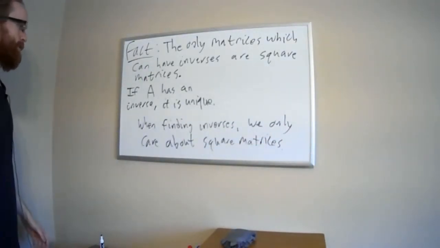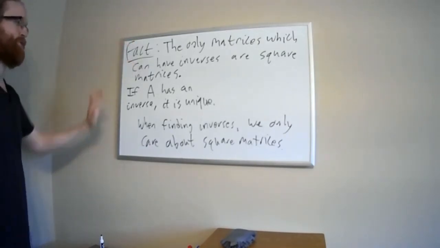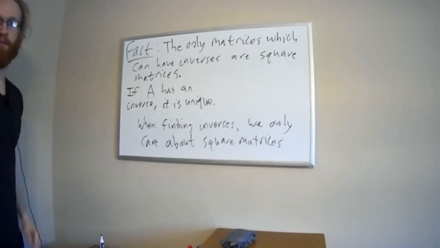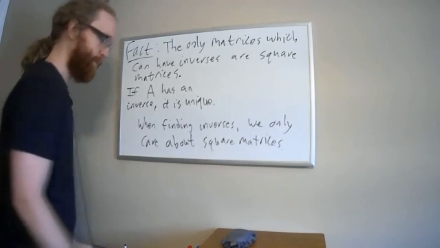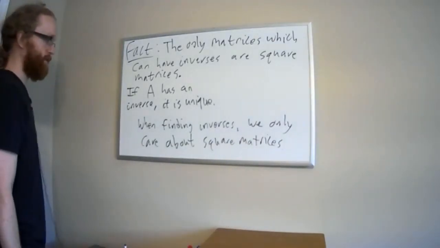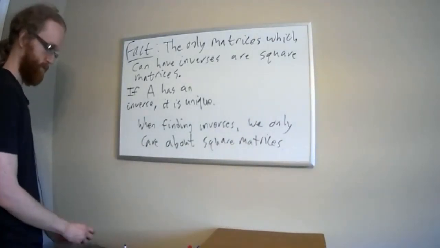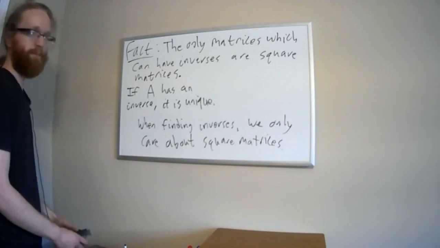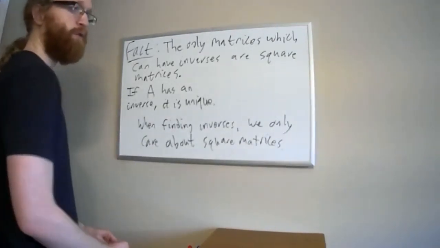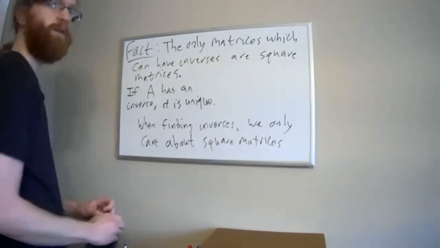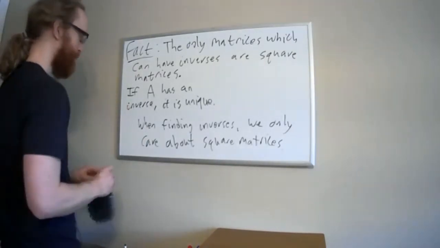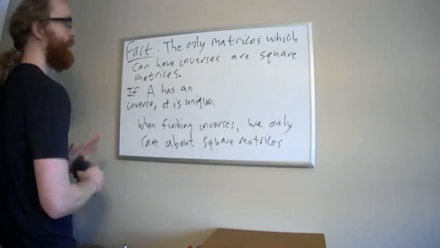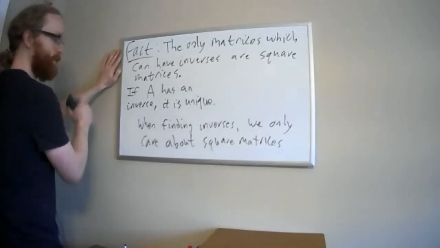So I've given you a definition of what an inverse is and what kind of matrices are even relevant for discussing inverses. It turns out it's only going to be square matrices. And a square matrix would be like 2 by 2, 3 by 3, 4 by 4. Anything where the number of rows is the same as the number of columns. Those are all square. Anything else will not have an inverse automatically.